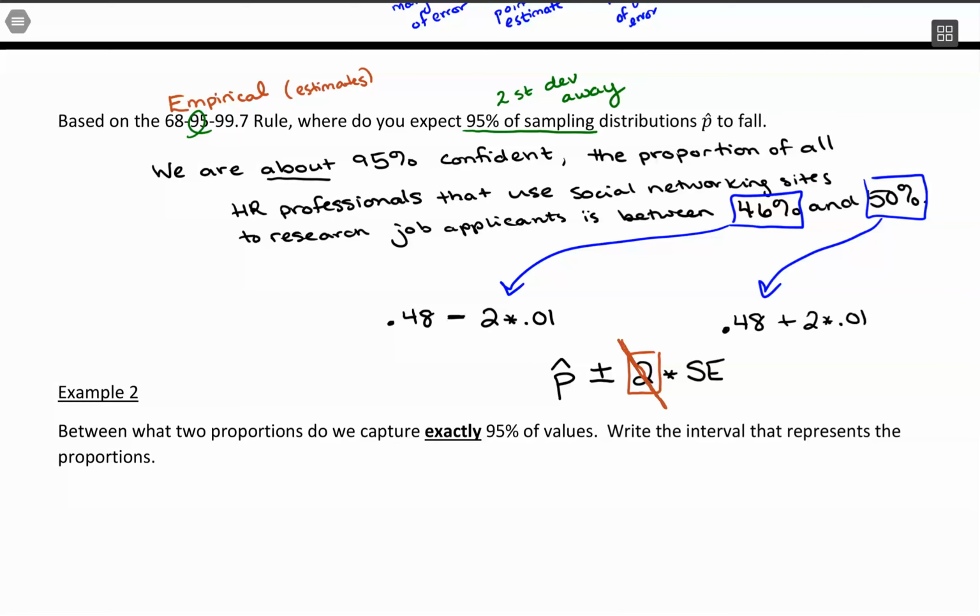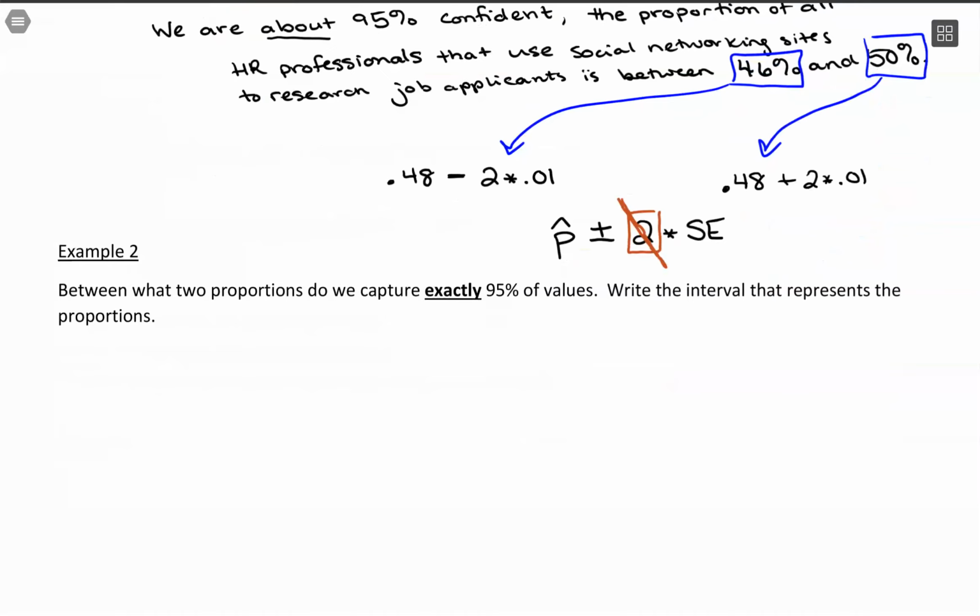What we want to get is exactly 95% of values in between. And that's our next step here. So let's see how to get a better value. We're still going to have P hat. We're going to take plus or minus, but what I want to make better is the number that went right there to tell us how many standard errors or standard deviations to go above and below the mean. But we want to do this such that the Z-score captures exactly 95% of values in between.